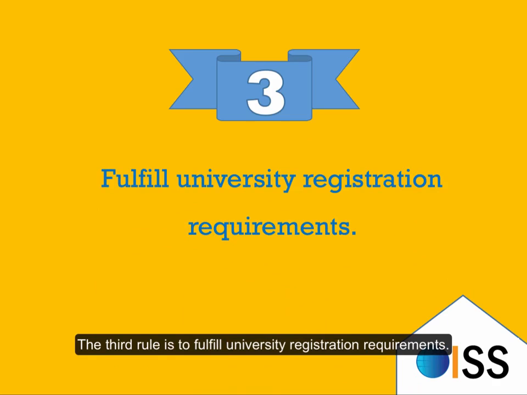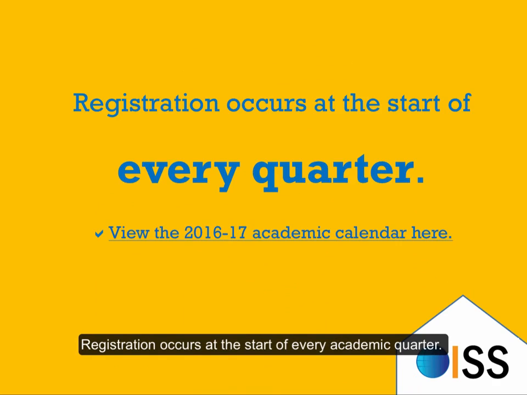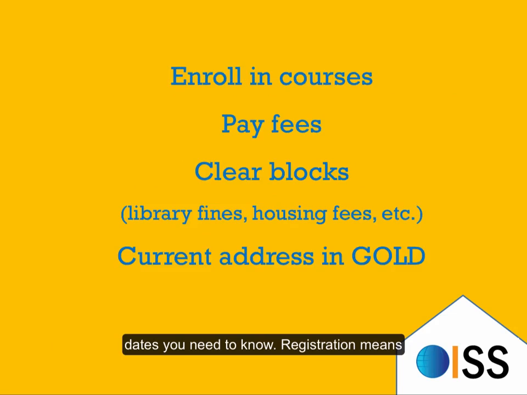The third rule is to fulfill university registration requirements. Registration occurs at the start of every quarter. There's a link here to a calendar that will show you the important dates that you need to know. Registration means you enroll in courses, you pay your fees, you clear any blocks on your record, such as library fines or housing fees, and you be sure that you have your current address in Gold.